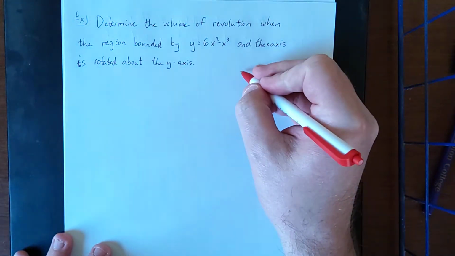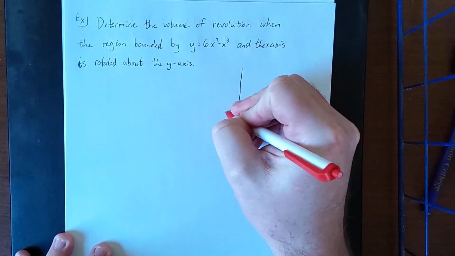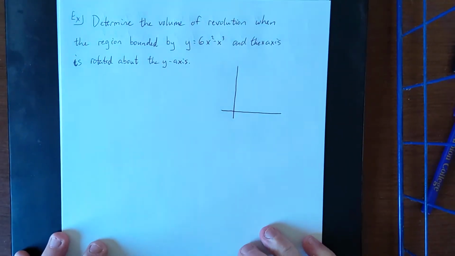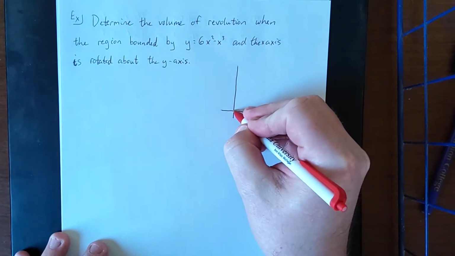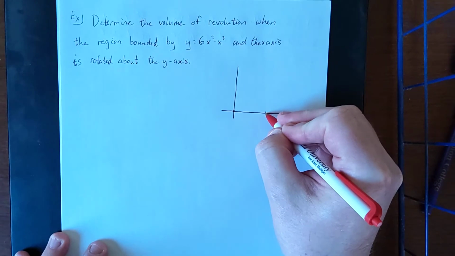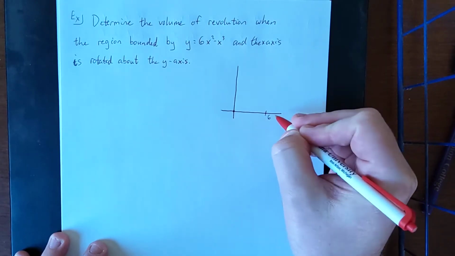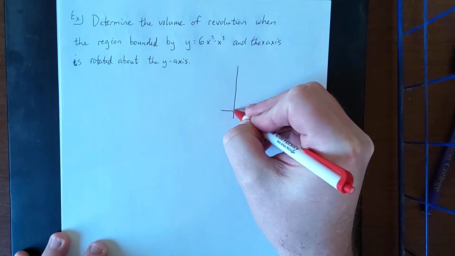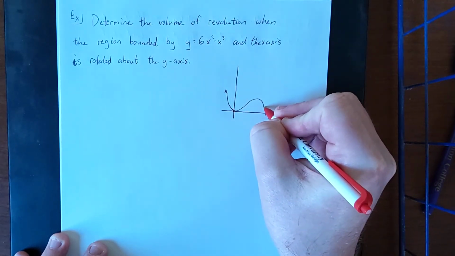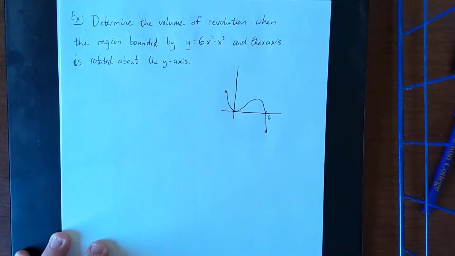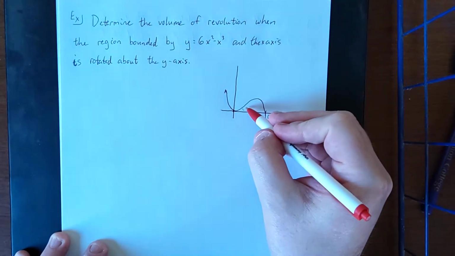Now, a good first step in any of these processes is to actually figure out what the region looks like. 6x squared minus x cubed is going to have a root of multiplicity 2 at the origin, and we're going to see an x-intercept at 6 as well. Should go up in this direction and then down in this direction. So the region in question would be this region right here.